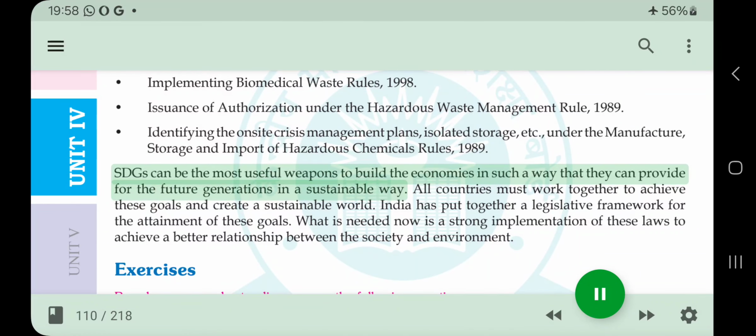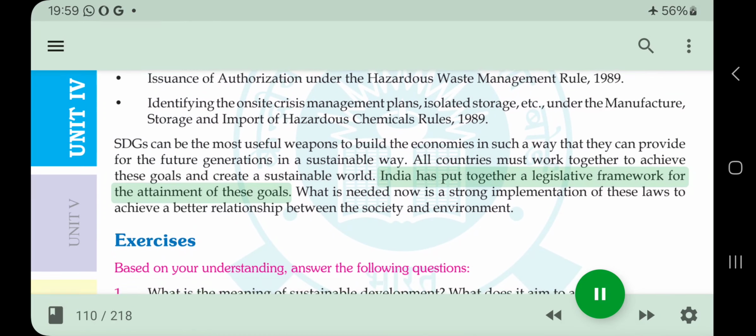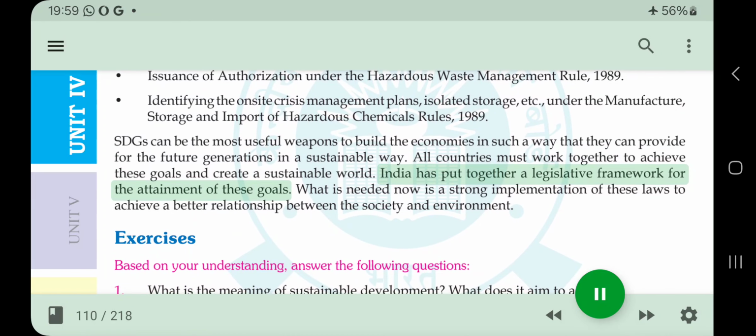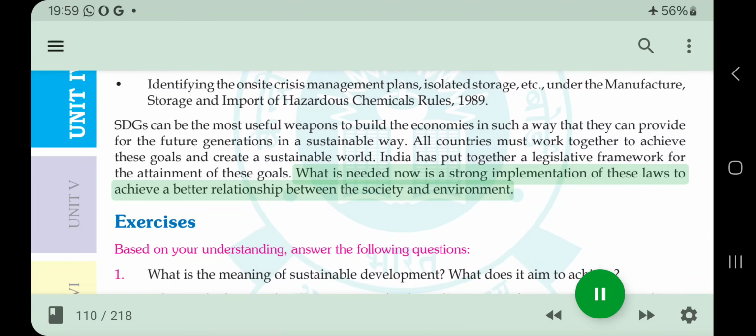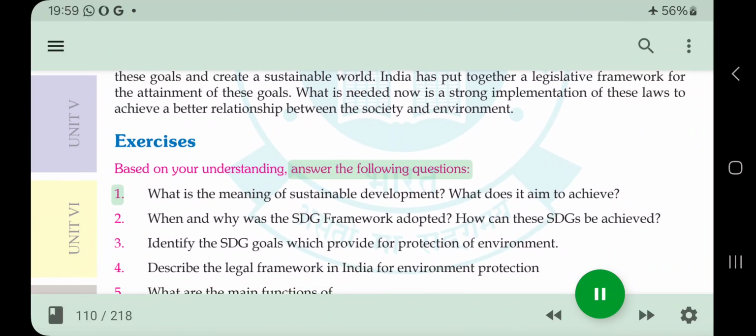SDGs can be the most useful weapons to build the economies in such a way that they can provide for the future generations in a sustainable way. All countries must work together to achieve these goals and create a sustainable world. India has put together a legislative framework for the attainment of these goals. What is needed now is a strong implementation of these laws to achieve a better relationship between the society and environment. Exercises. Based on your understanding, answer the following questions.